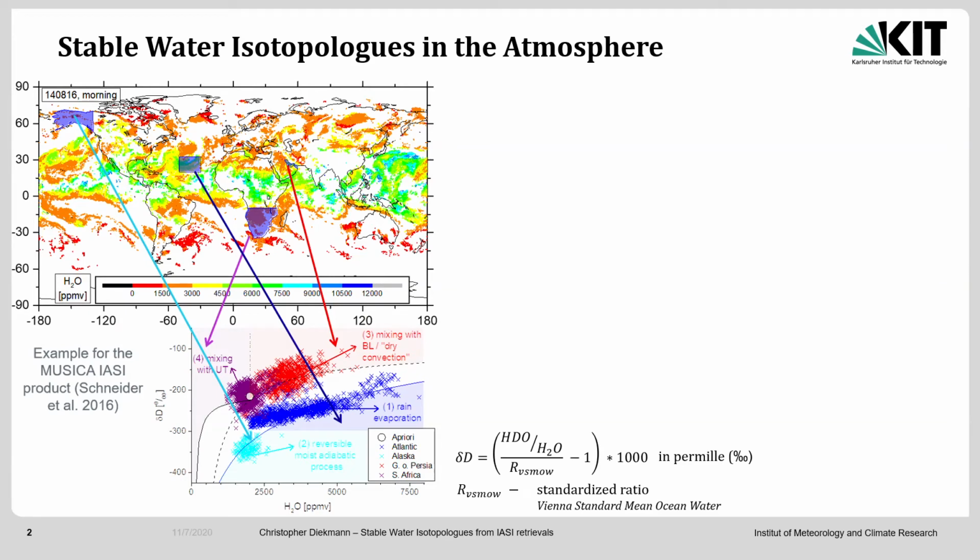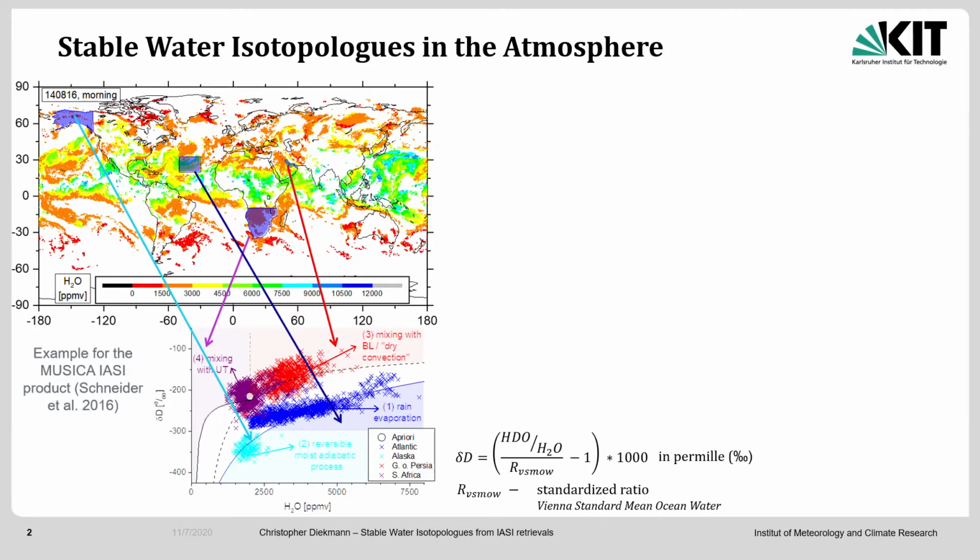A valuable way for analyzing stable isotopologues in water vapor are two-dimensional scatter plots, as shown below. Here H2O is on the x-axis and the y-axis indicates delta D. That represents the standardized ratio between HDO and H2O.